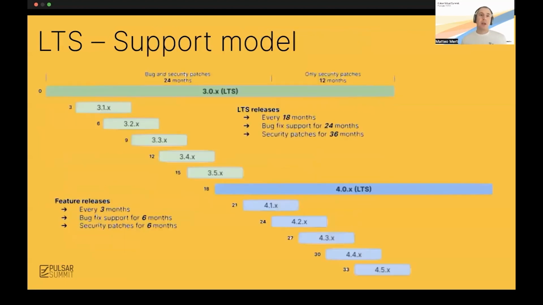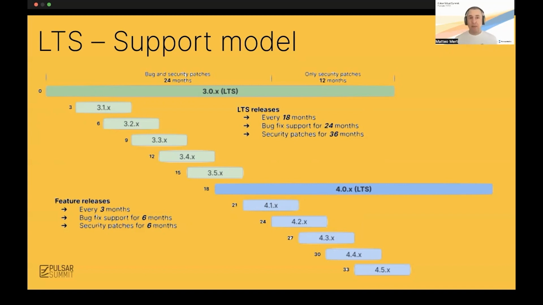If you're looking at this model, we've been adopting a model where the .0 release is the LTS. So in this case, we just released 3.0, so 3.0 will be an LTS release. LTS releases will be supported for bug fixes for 24 months, 2 years, and 1 additional year just for security patches for any CVE that gets opened either in the Pulsar code or in dependencies for Pulsar. It will be addressed for a period of up to 3 years.